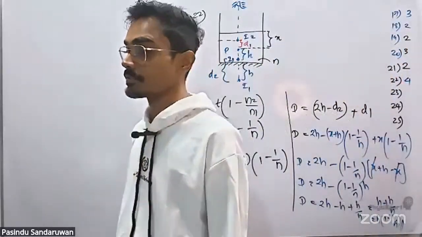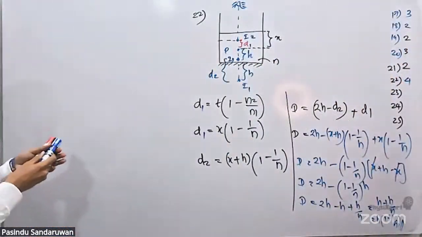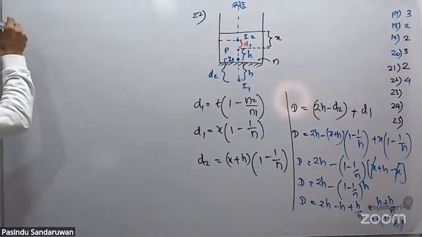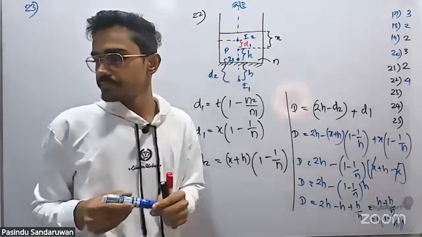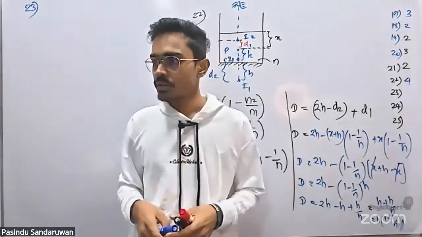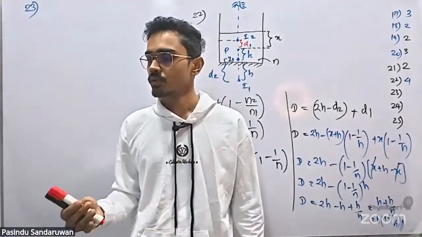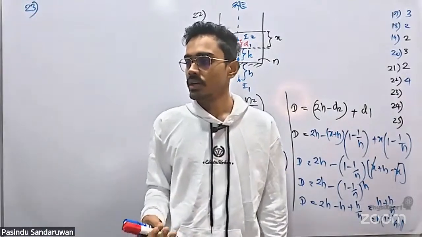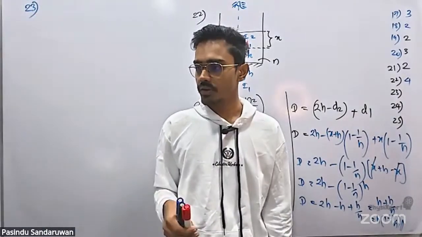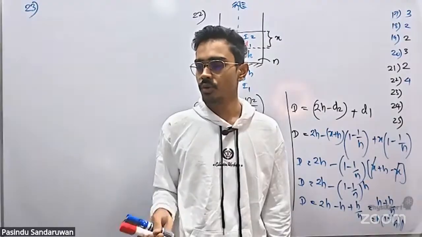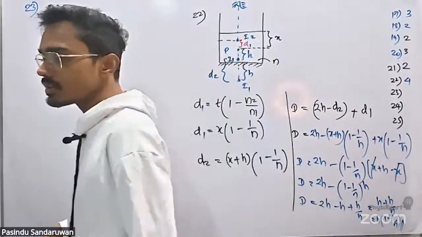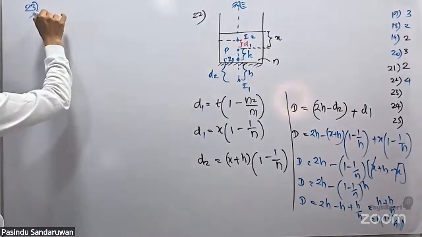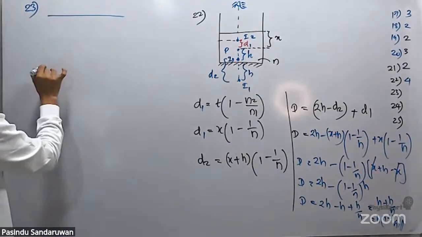Right, 23. That is also from optics. 23 says an underwater diver in a pond wants to send a message to a person on the bank of the pond by using his torch. For this, he should direct the light vertically up. Right. Now, the person is in a pond, something like this. The person is inside a pond.